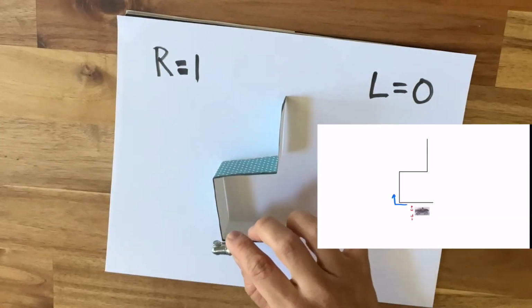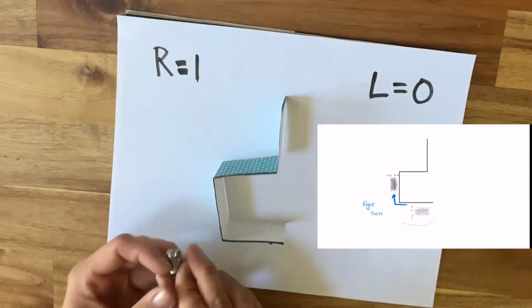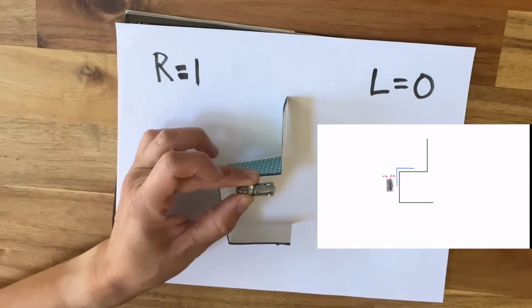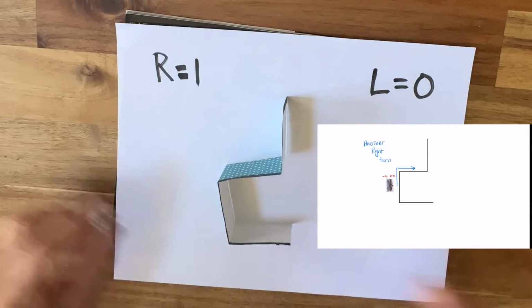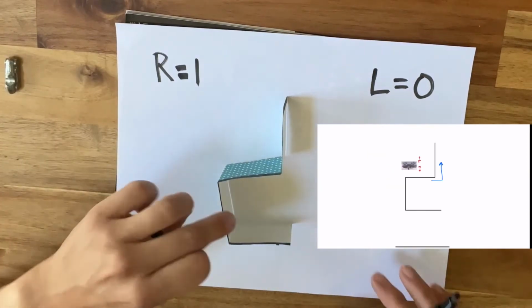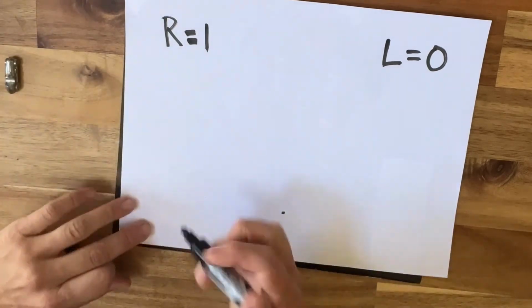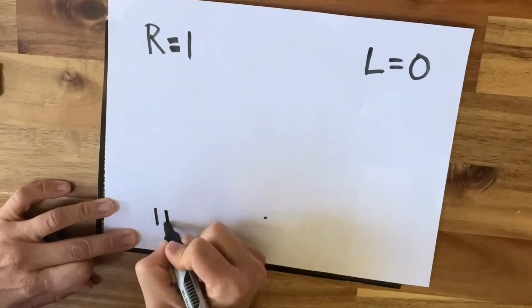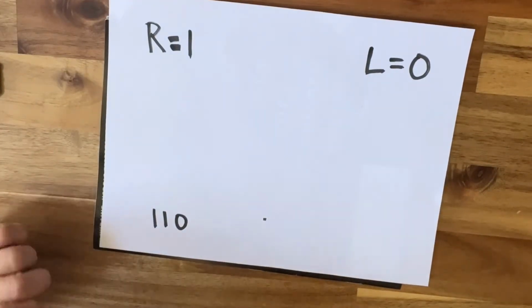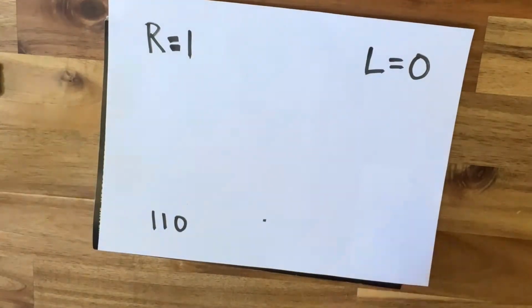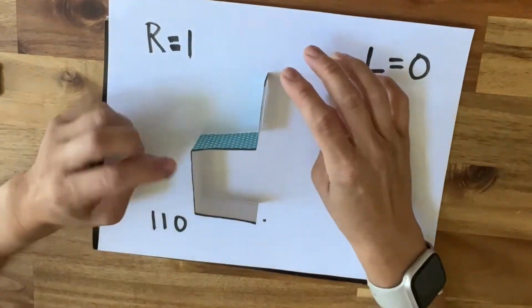Okay, so my car goes right one time. It goes right again another time, and then it goes left. So that's right, right, left. So my sequence, and I'll write that just down here, is right, right, left. Okay, so let's do this with a few more folds.